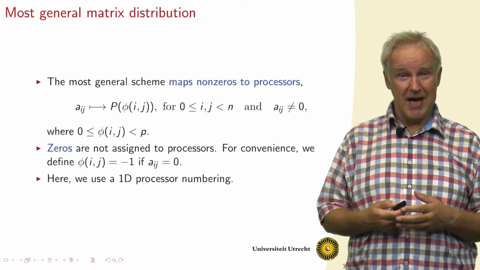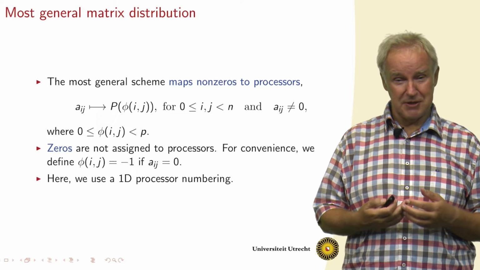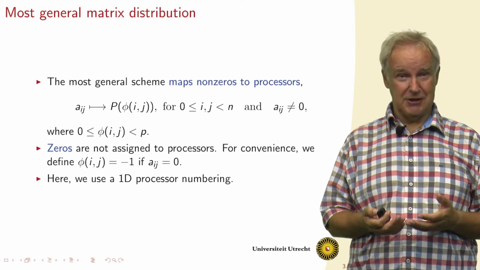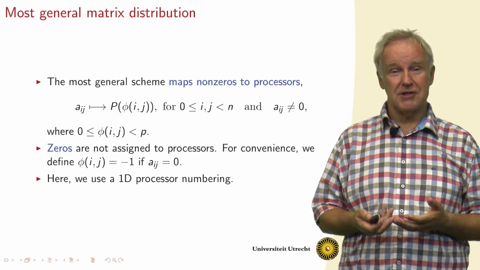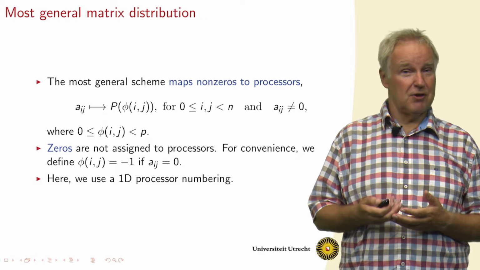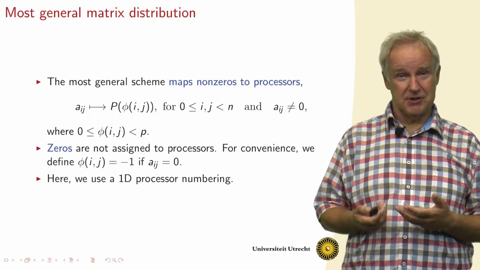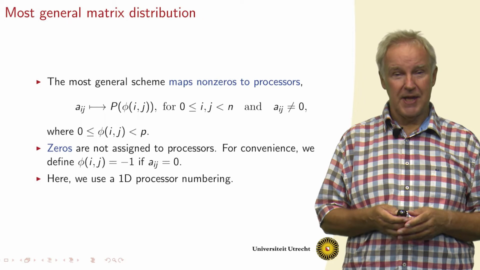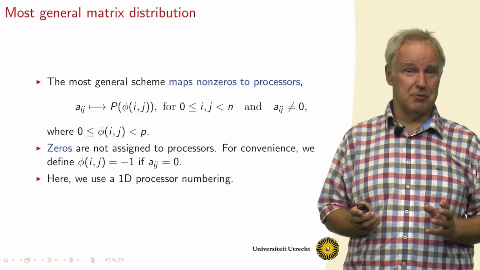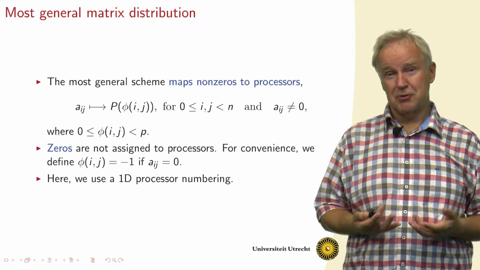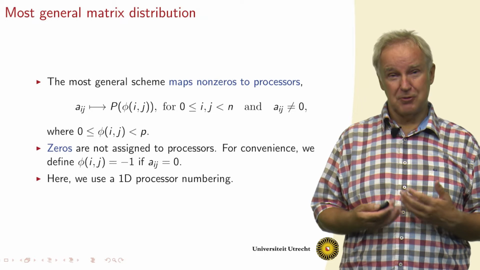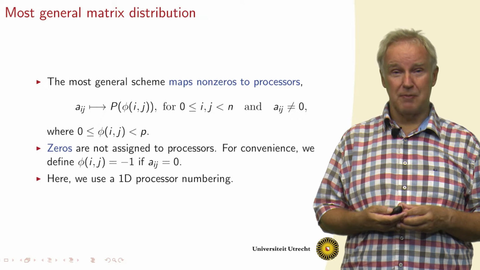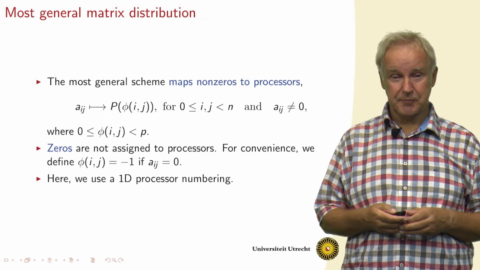So we can define a data distribution as a mapping between non-zeros and processors. So a non-zero Aij is assigned to a processor with a number that we call phi of ij. So it's dependent on the row and the column index of the number. And we don't assign zeros to processors, but just to be able to talk about them with the mapping, we just assign a dummy variable -1 to phi ij.